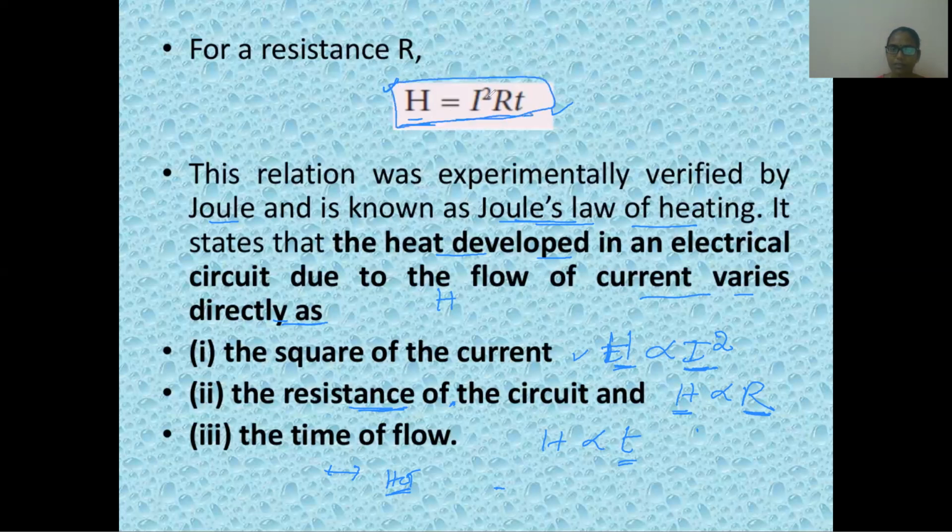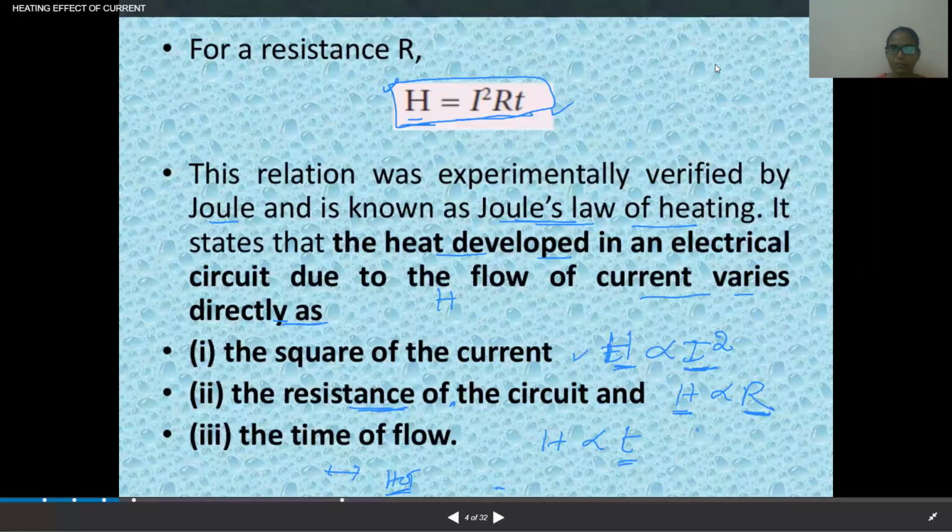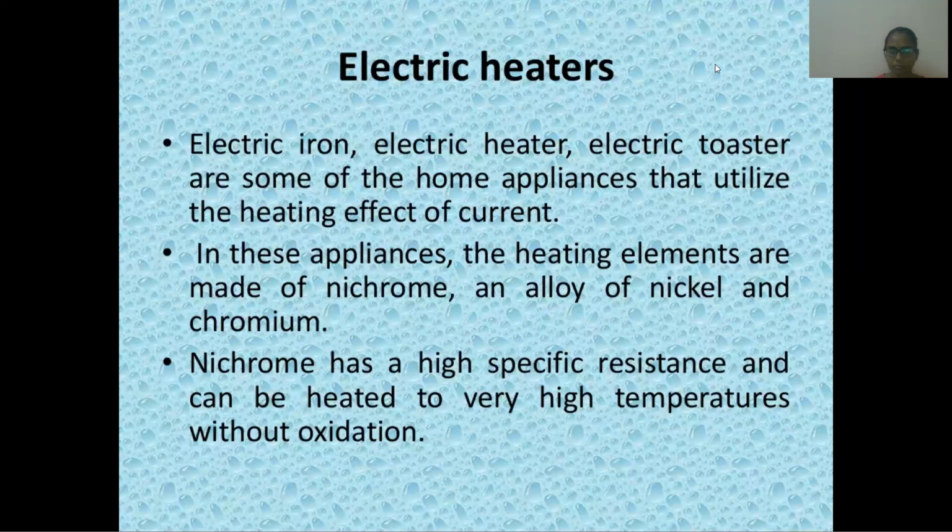This will have advantages also. Let us see what advantages it has. Applications of Joule's heating, or the heating effect of electric current: electric iron, electric heaters, electric toaster. In all of these, when we pass electric current, we get a heating effect. Because of heat, the electric iron, heater and toaster work. All these appliances utilize the heating effect of electric current.